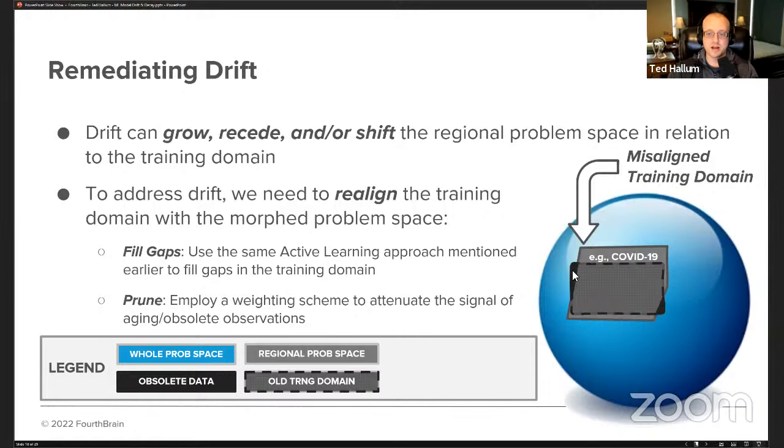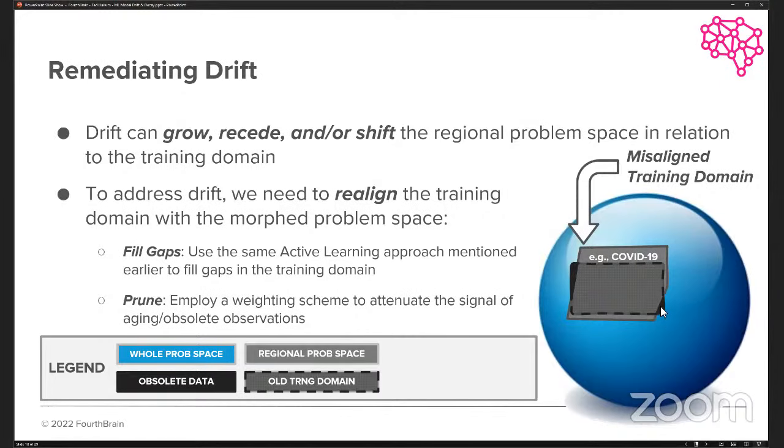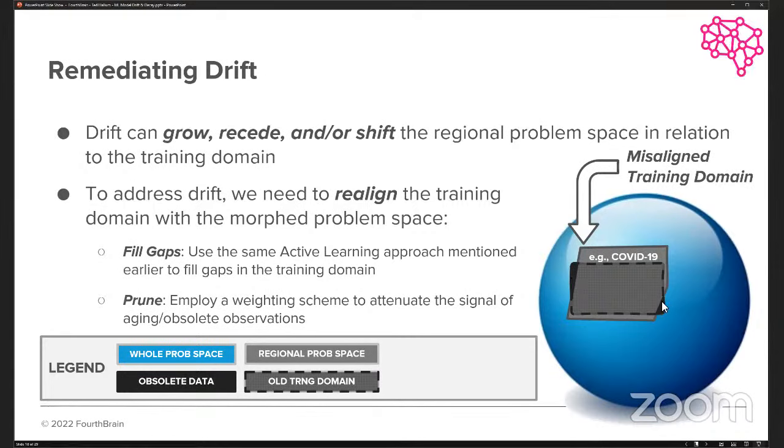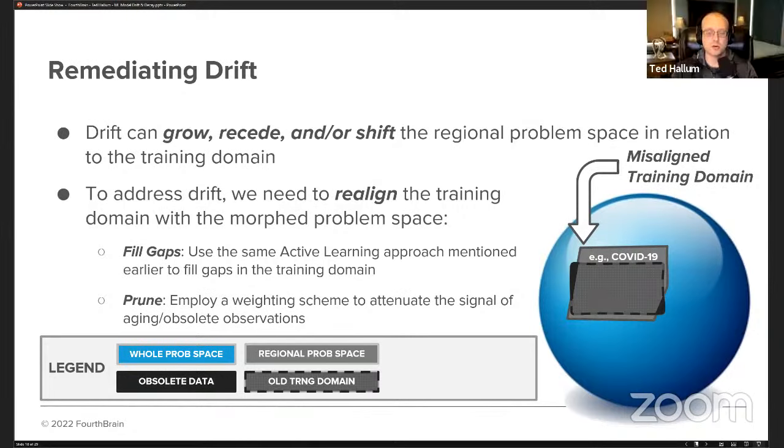That's actually what happens in these areas here that are marked in black on our original problem space. So after the problem space shifted, all of the data that's in this part of the original training domain and in this part of the original training domain, it needs to be pruned away because it's no longer helpful. It's actually hurtful to the model. That's a great example of where more data is not always better. More data helps, but if it's more of the wrong data, it's not helpful. So the trick here, once our problem space has drifted, is that we need to fill in these gaps and we need to prune away these recessions in our training domain.